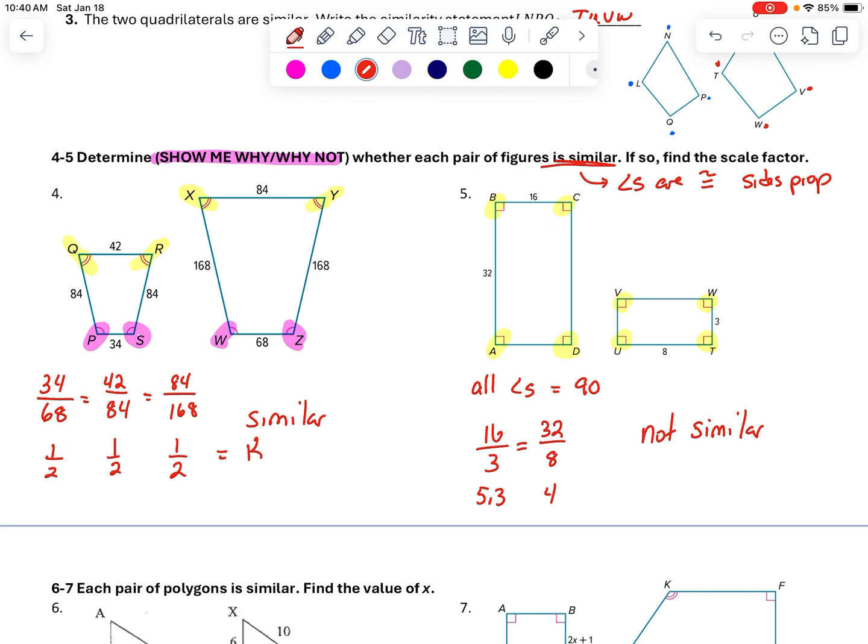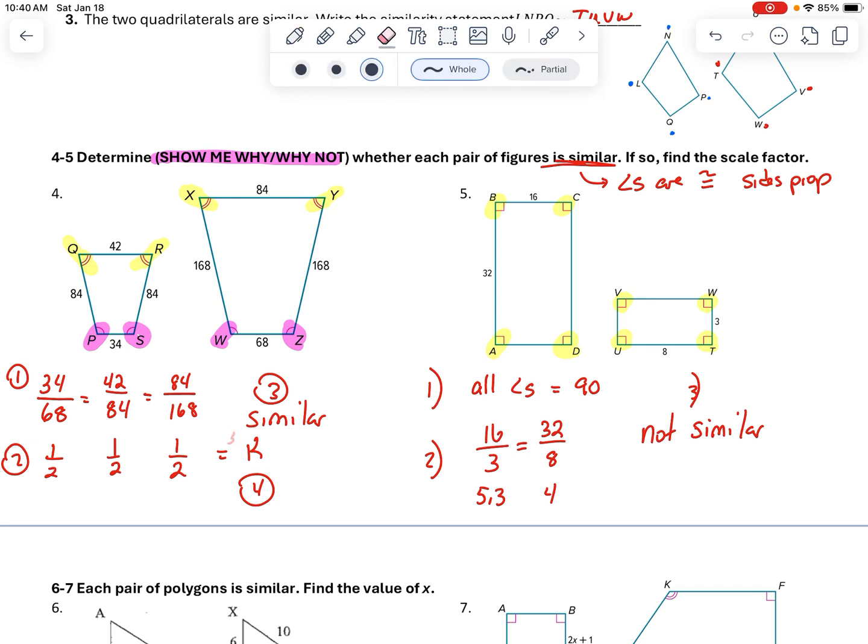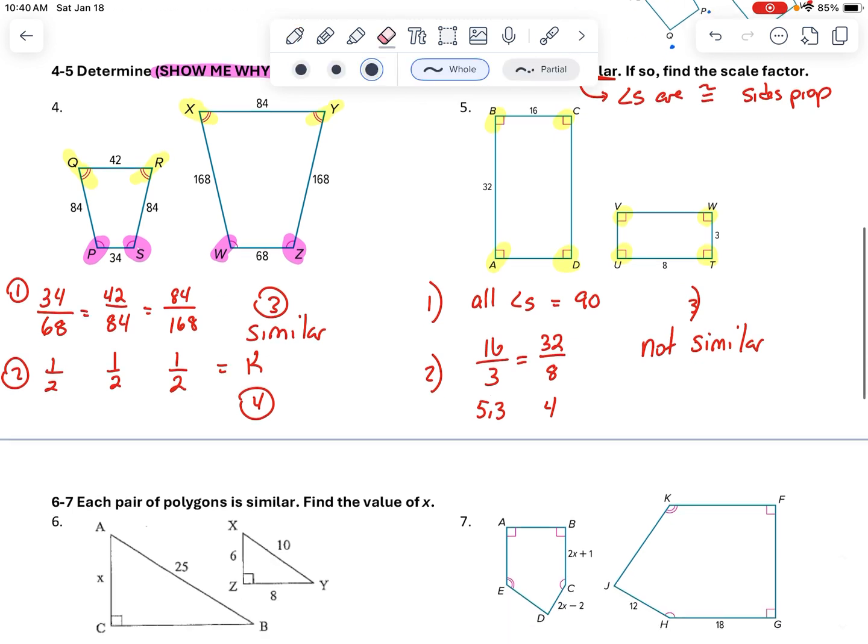So there's going to be multiple points within here. Like this is going to be a 3-point problem. You got to show me angles, you got to show me sides, and then you got to make a conclusion. Okay, so that is what you have to be able to do. And then this one's going to have a 4th point over here because, so this would be 1, this would be 2, this would be 3, 3 for the similar, and then 4 for the scale factor. All right, so know that that's going to just be multiple points.